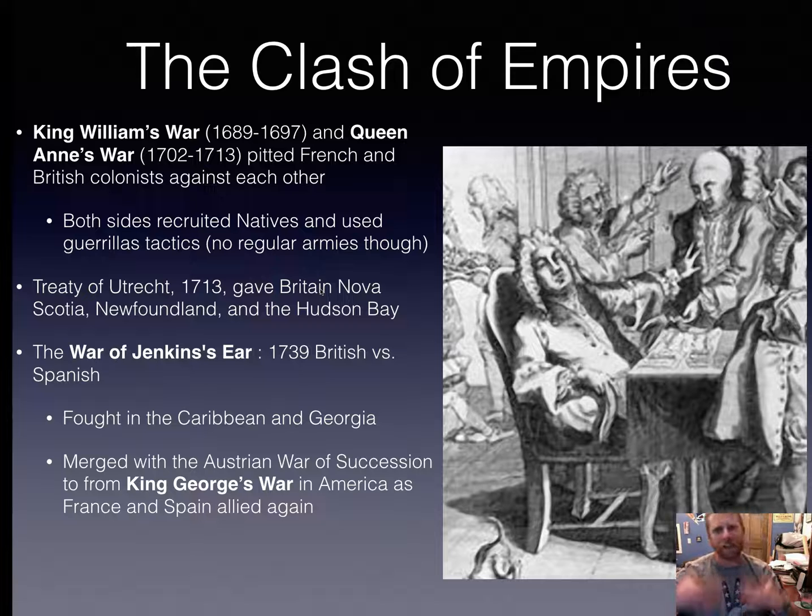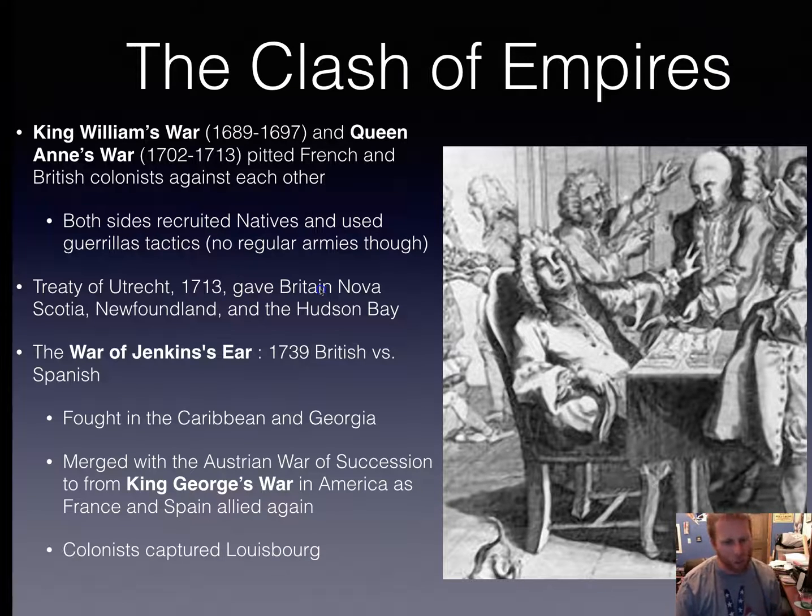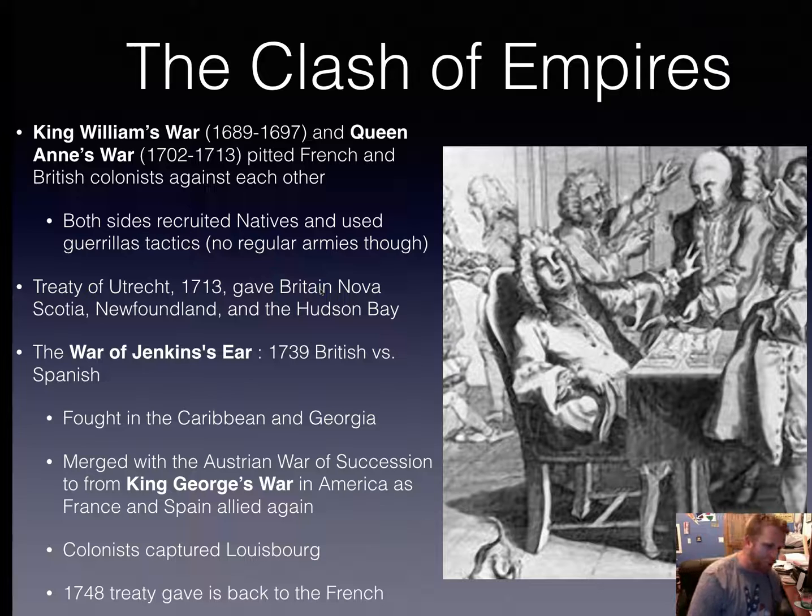And this is just a continual war going on. A lot of times it starts in America and spills over into Europe, and other times it starts in Europe and spills over into America. The colonists captured Louisbourg, and in 1748 they gave it back to the French.